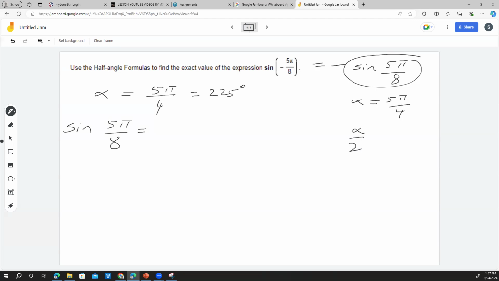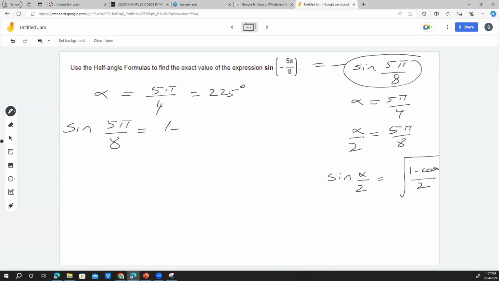And half of this angle: if you divide 5 pi over 4 by 2, you get 5 pi over 8, because dividing by 2 is multiplying by the reciprocal of 2, multiplying by 1/2. Again, sine of alpha over 2 is the same formula we need. It's the square root of 1 minus cosine alpha over 2.